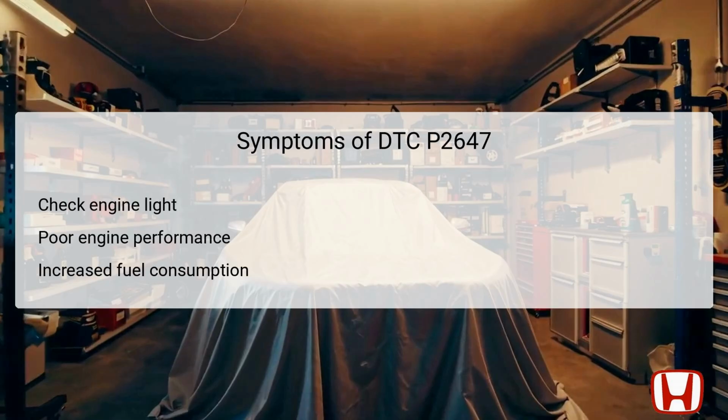When DTC P2647 is stored, various symptoms can manifest, impacting vehicular performance. The most immediate symptom is the illumination of the check engine light, indicating an issue that necessitates attention. Another common symptom is poor engine performance, which may be characterized by rough idling, a lack of acceleration, or overall sluggishness in response. Such performance deficits directly affect driving experience and efficiency.